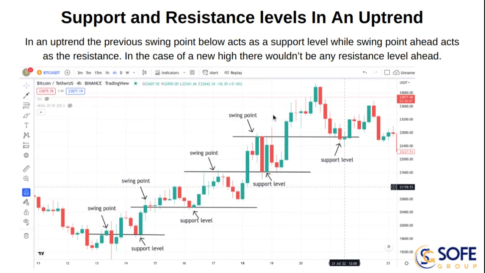So this is an example. This is a live chart of Bitcoin from some months ago. You can see swing points. Let's say from here the market starts going up. This is a swing point. Once it breaks that swing point, it gets a new high, then comes back to retest it. That's how you trade a trending market. This is an uptrend.